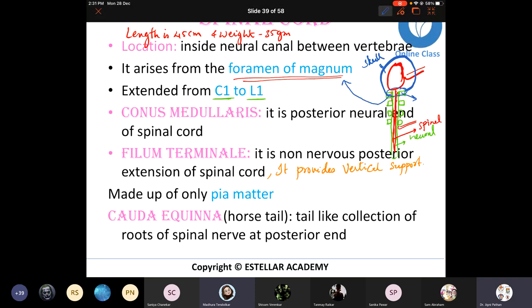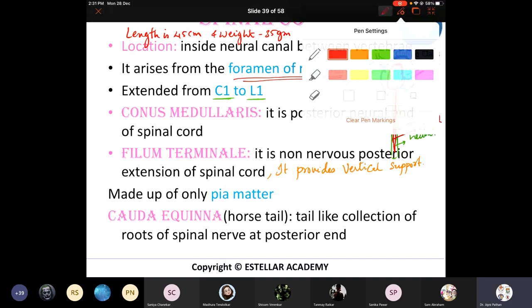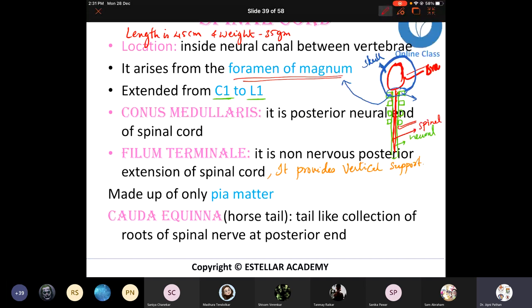Ma'am, can you explain again about the foramen magnum? Skull. This is a skull. Okay, the blue color is skull. And the brain is the red one, which is protected inside. This is the brain, right? Now, brain continues into spinal cord. The brain needs to come out of the skull. It comes out through the hole. That hole is called foramen magnum, through which the spinal cord arises into the vertebral column.